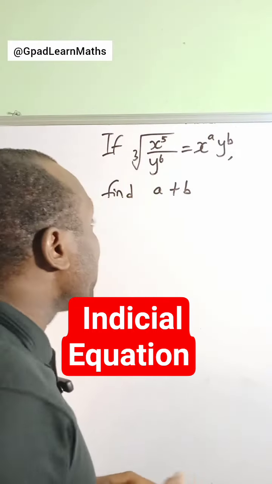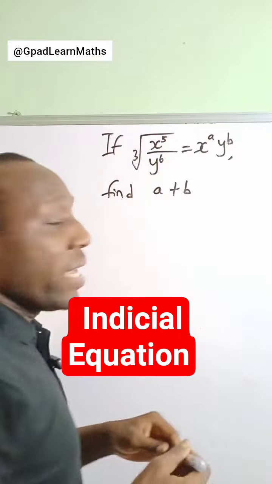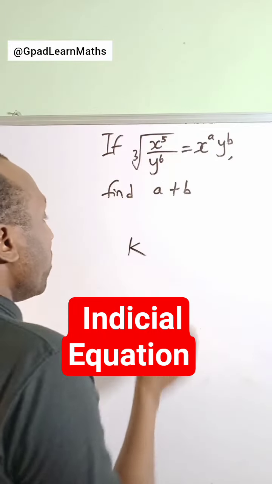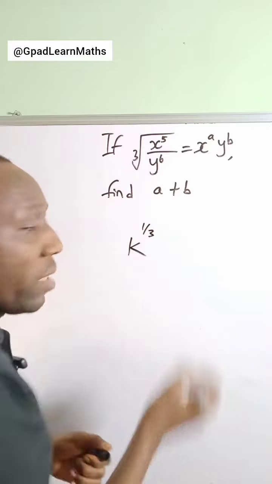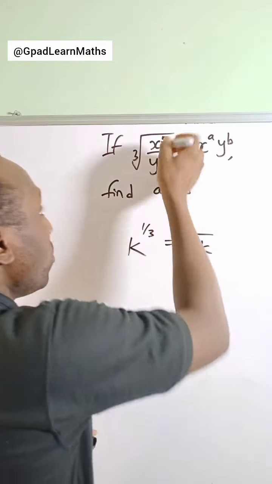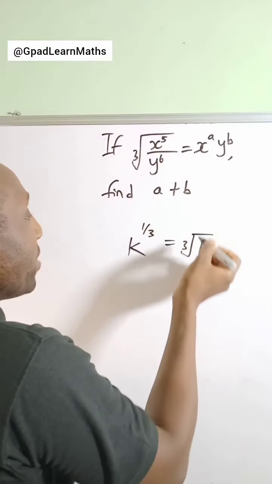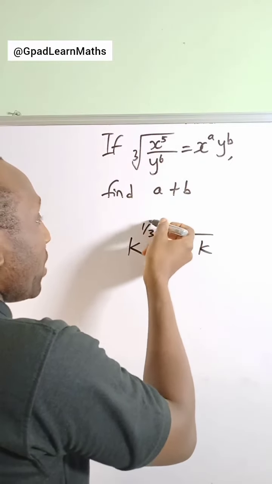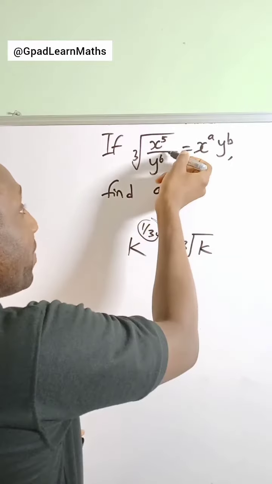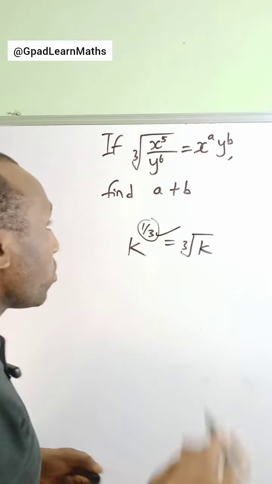So the first law of indices I'm going to use here is the fractional index law, which is, if for example you have k raised to the power 1/3, this can be expressed as the cube root of k. So I'm going to take away this cube root and write it as an exponent like this, but it has to be divided by 3 here, as we have here, and divided by 3 here for y as well. So let's do that here.